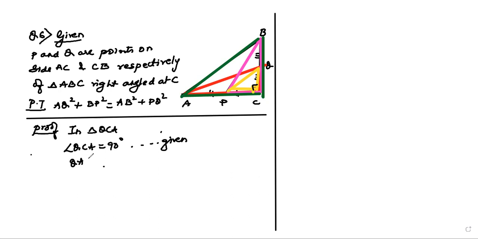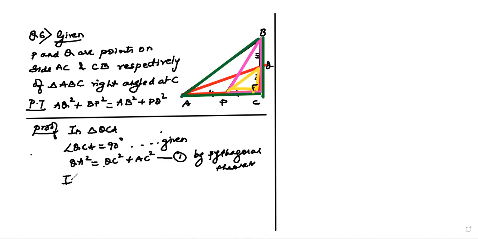QA square equal QC square plus AC square. I hope everybody can see it. Call it as 1 by Pythagoras theorem. Now, when you look at the next one, children, BP square. BP is the side of this pink right angle triangle.